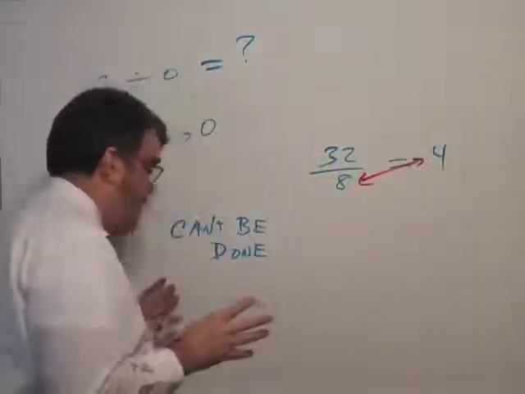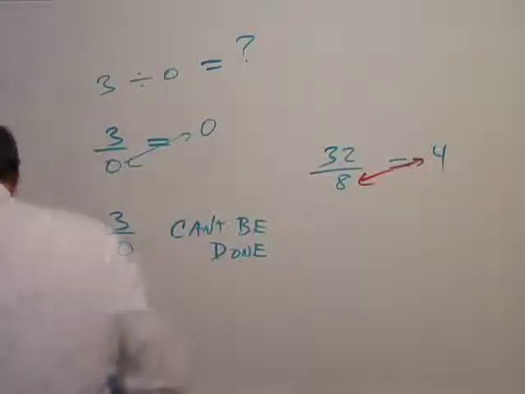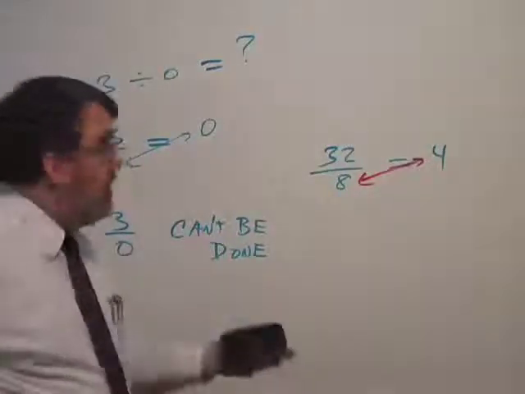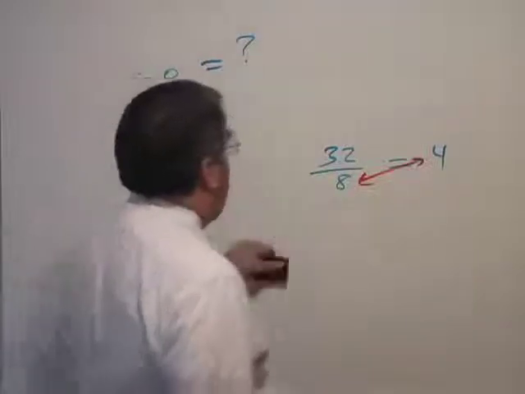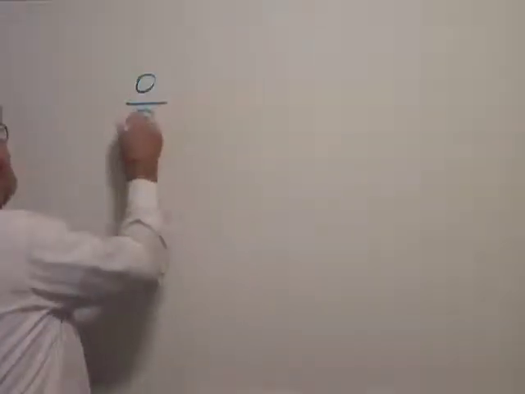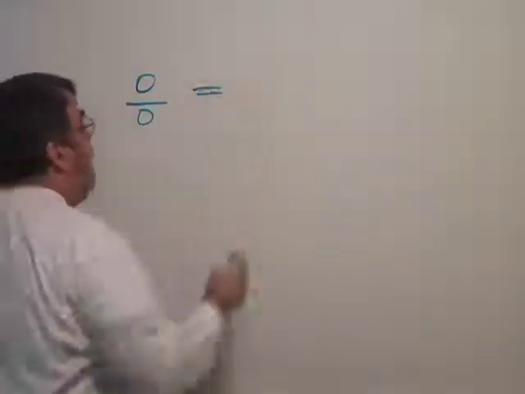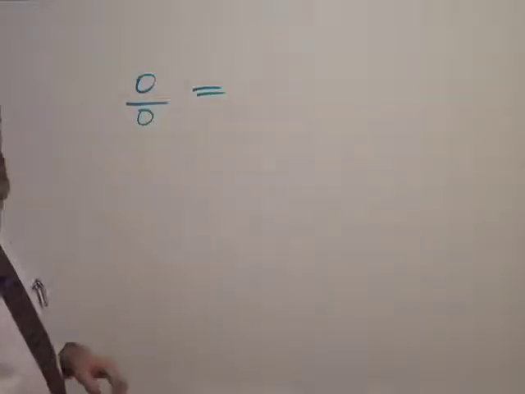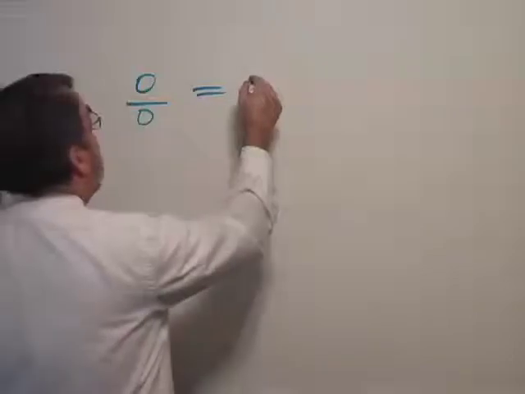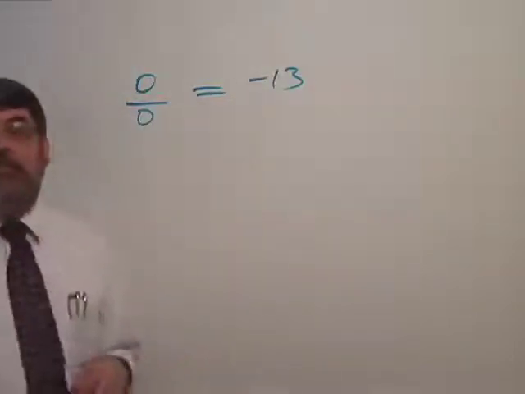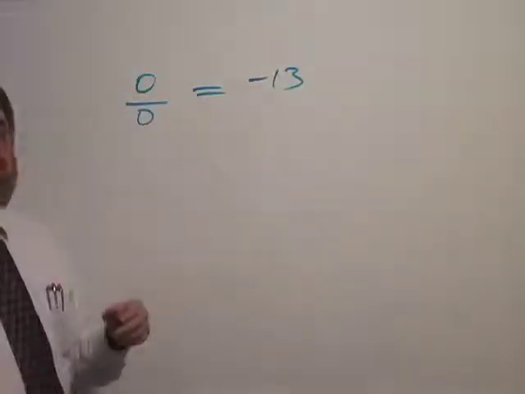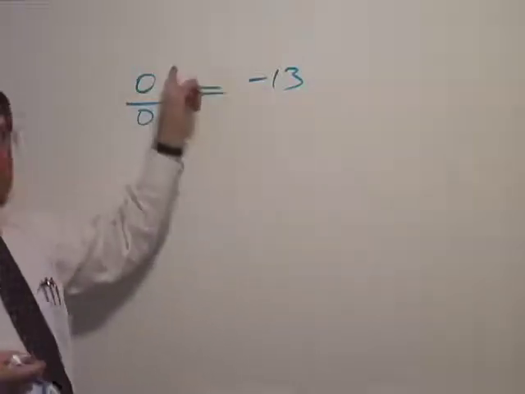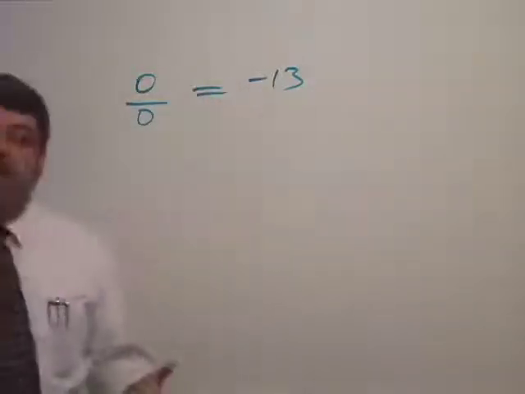Now, as long as we're on this topic, let me throw in the other. This one's even stranger. Because what if you had 0 divided by 0? All right, so 0 divided by 0 is really a strange bird. Because here 0 would work, wouldn't it? Matter of fact, so would minus 13. Well, it would, wouldn't it? Because 0 times negative 13 is still 0. In other words, I can put anything there.